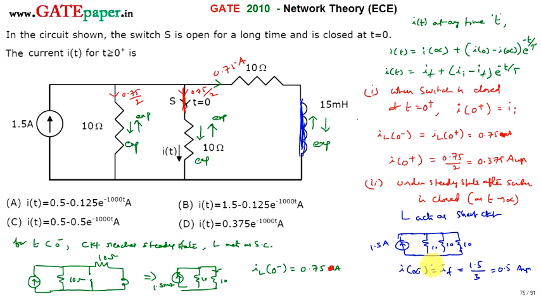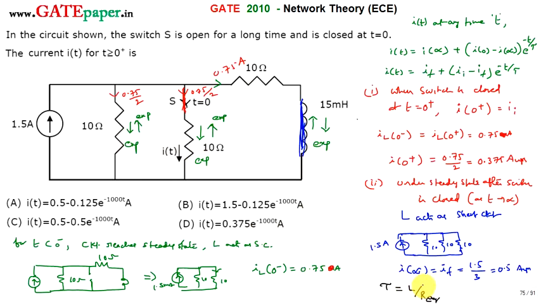So now we know I infinity, and we know I of 0 also. I of 0 plus is 0.375, I of infinity is 0.5 amperes. What we require is the time constant. We will calculate the time constant and later substitute it in the equation. For RL circuits, the time constant is L by R for a simple RL circuit, but here many resistances are present, so we write it as R equivalent of the circuit. Only one inductor is present, that is L, and it has 3 resistances.